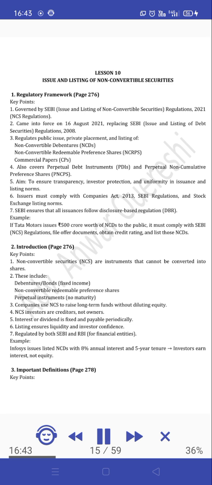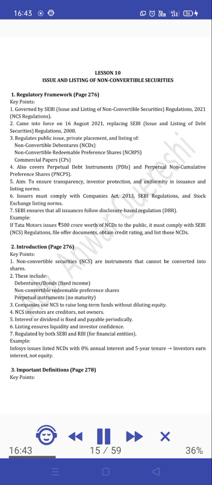Issue and listing of non-convertible securities. 1. Regulatory framework, page 276, key points. 1. Governed by SEBI Issue and Listing of Non-Convertible Securities Regulations, 2021, NCS Regulations. 2. Came into force on the 16th August 2021, replacing SEBI Issue and Listing of Debt Securities Regulations 2008. 3. Regulates public issue, private placement, and listing of non-convertible debentures, NCDs.